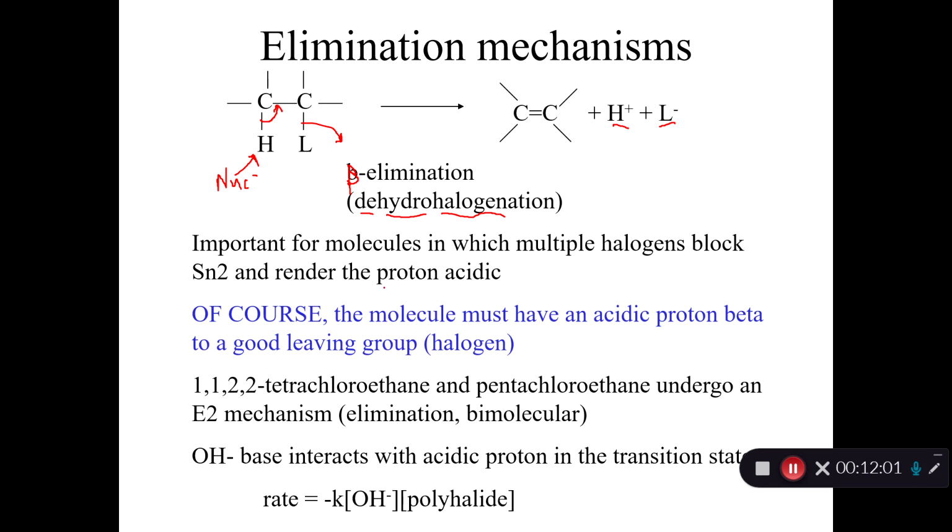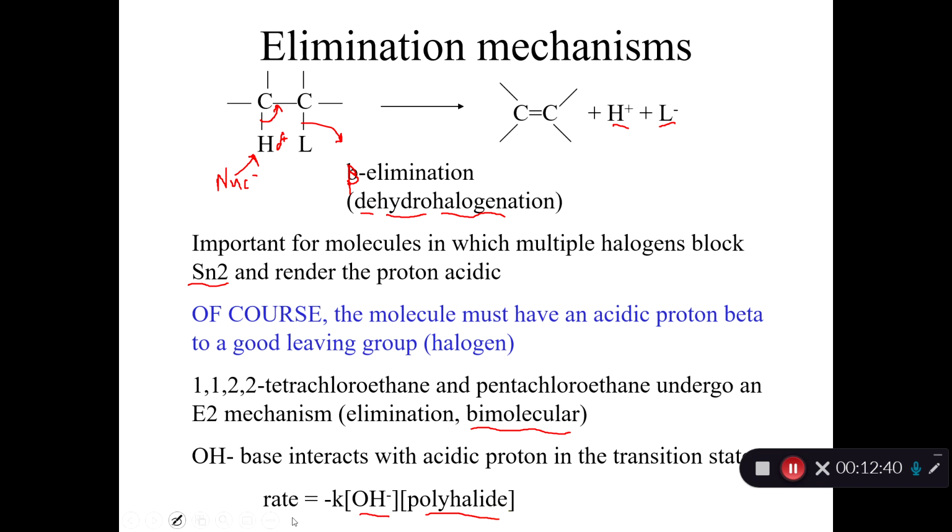Okay, so this is important for molecules in which you have multiple halogens, and because they're big, they block the SN2 reaction, but they're also electron withdrawing, and so they're pulling electron density away from this proton, and they're rendering this proton partially acidic, having a large delta positive, a partial positive charge. And so you have to have the right geometry. You have to have the proton here right next to the leaving group. And when you get that, you can have a reaction that is bimolecular, because it involves the nucleophile, which might be hydroxide, and also this backbone, the halogen, the compound that's reacting.